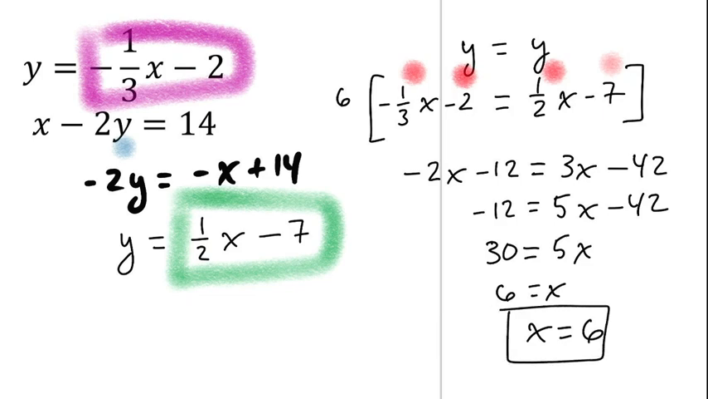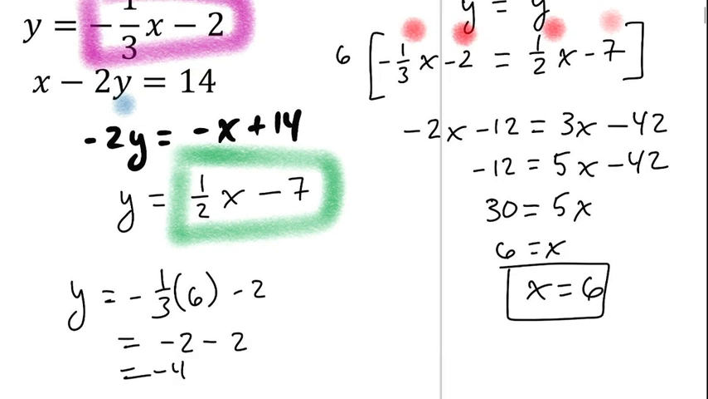Now to figure out what y is, that top equation tells me what y is, right? Y according to the top equation that I boxed in purple is equal to the opposite of 1/3 times 6 minus 2. Negative 1/3 times 6 is going to be negative 2, minus 2. Looks like negative 4. So y is negative 4.